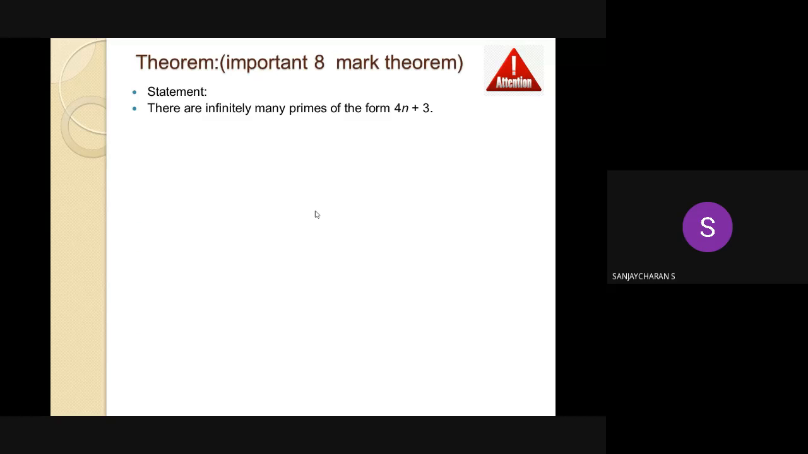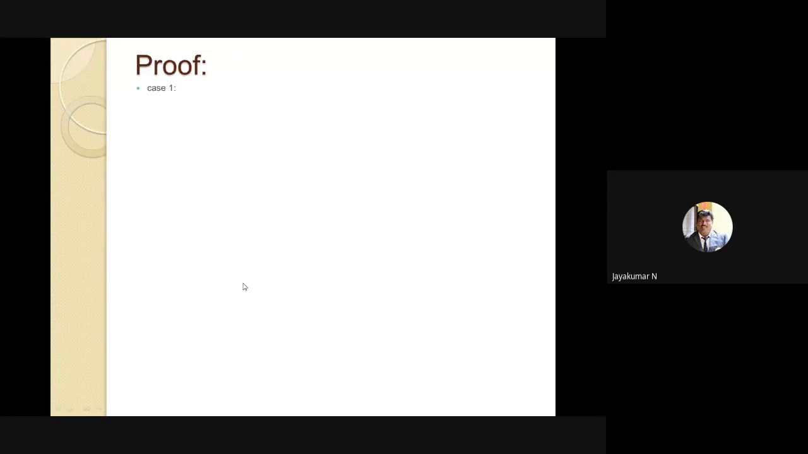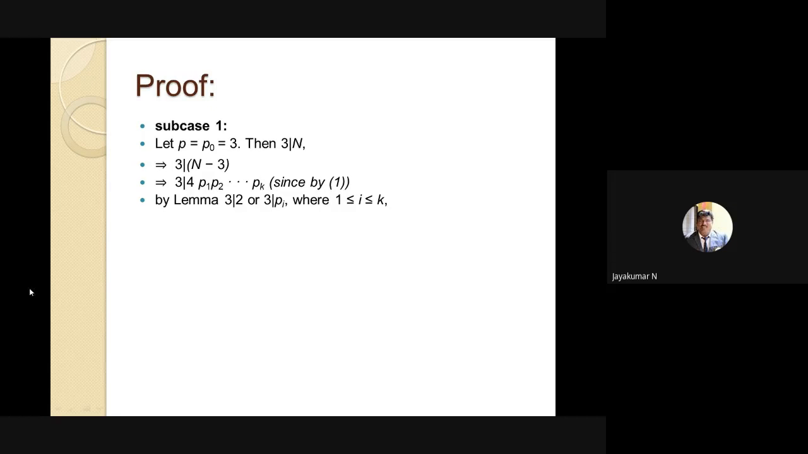What is our equation 1? If you bring 3 to the left hand side, I have n minus 3, and the right hand side is 4 times p1, p2, p3, etc., pk. So 3 divides 4 times p1, p2, etc., pk. Please observe this conclusion from equation 1: 3 divides this product. We know that 3 is a prime number. p1, p2, pk are also prime numbers, but p1 is greater than p0, because p0 is 3.